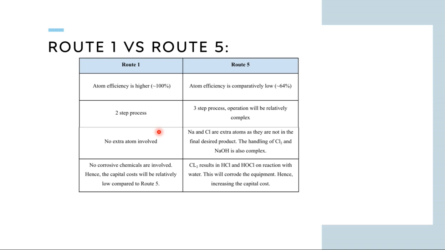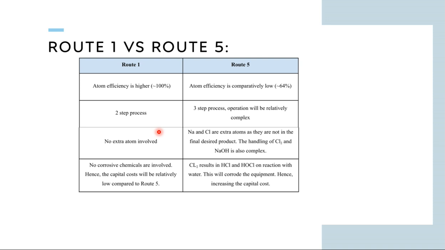So in these terms, this method has a lower hand over route 1. No corrosive chemicals are involved in route 1, hence the capital cost will be relatively low compared to route 5. Cl2 results in HCl and HOCl on reaction with water. This will corrode the equipment, hence increasing the capital cost.